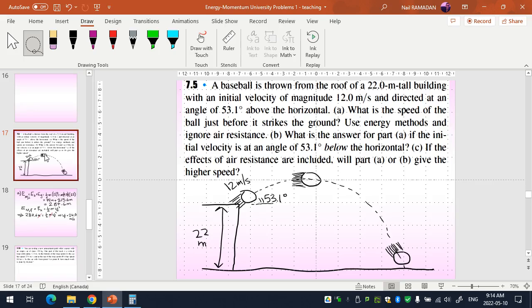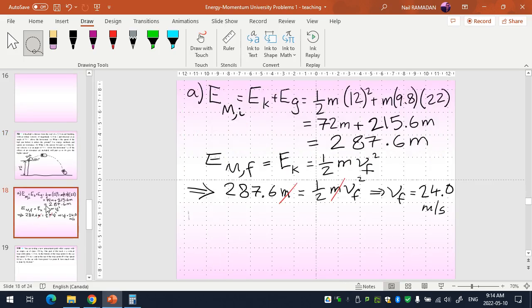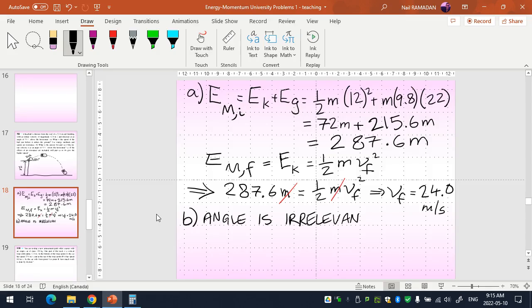Okay? So we can say for part B, everyone, we're going to say one phrase. Since angle is irrelevant, same answer. Angle is irrelevant. What does irrelevant mean in English? Relevant means important. Irrelevant means not important. So angle is irrelevant, like no relation. Irrelevant. Same answer.